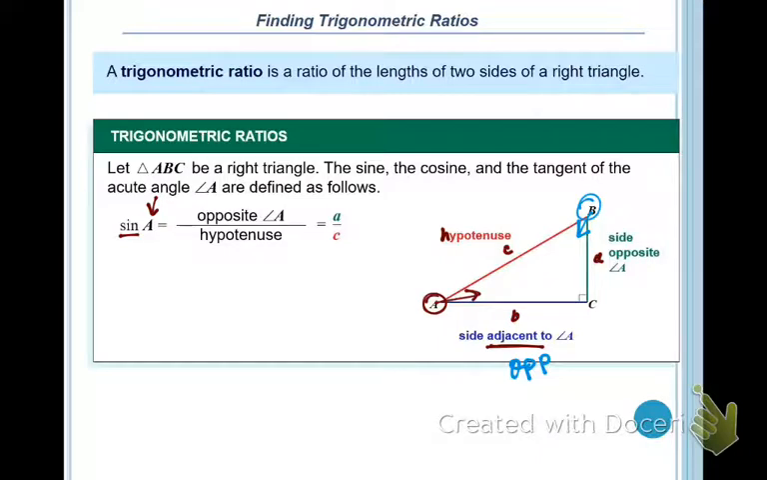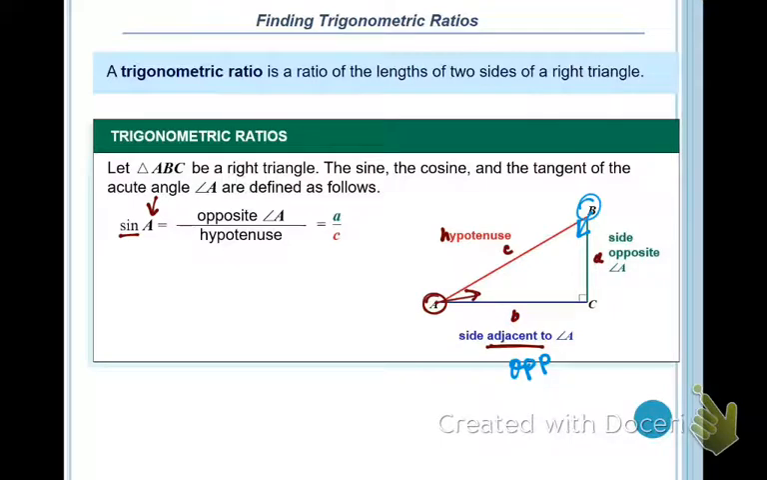So, from angle B, your opposite would change to side B because it's directly across from it. And then your hypotenuse would stay the same. Your adjacent would change. So, whenever you're doing these, you have to tell me what letter you're coming from. Okay? So don't just dismiss it and write sine equals. That will not be okay.